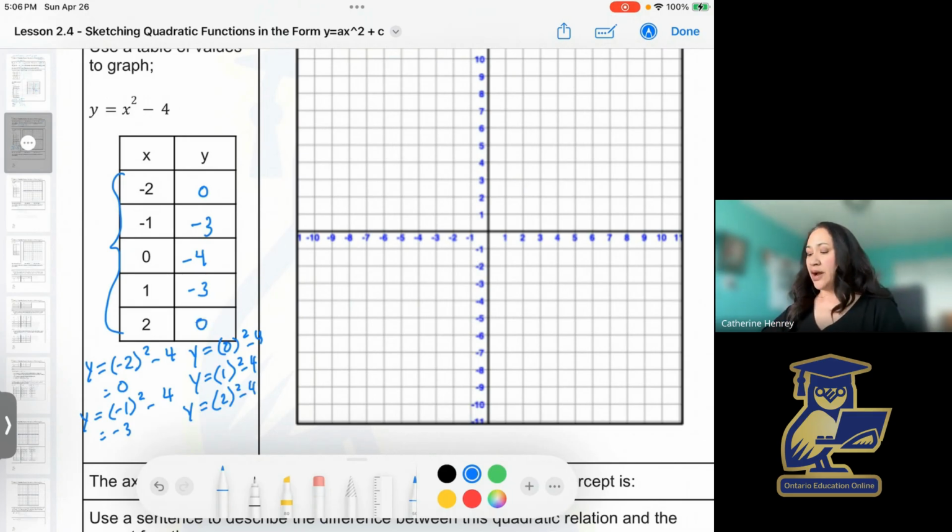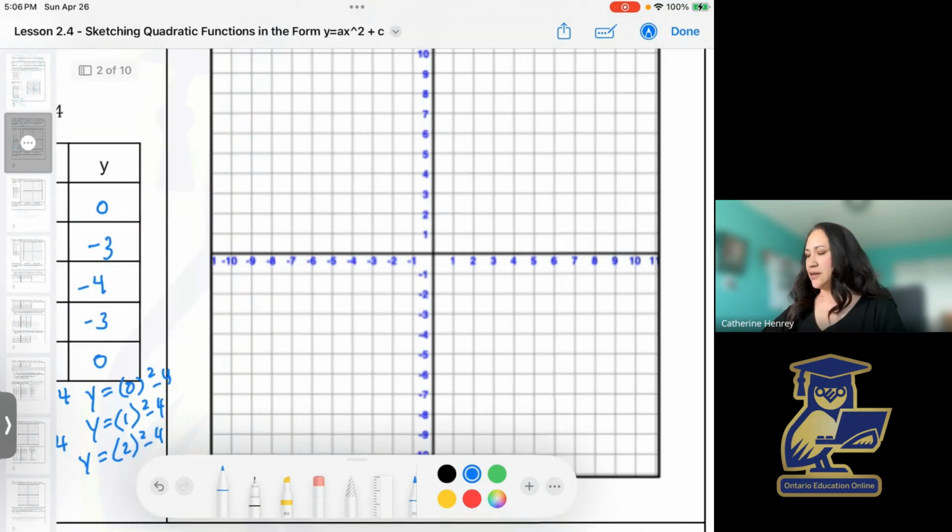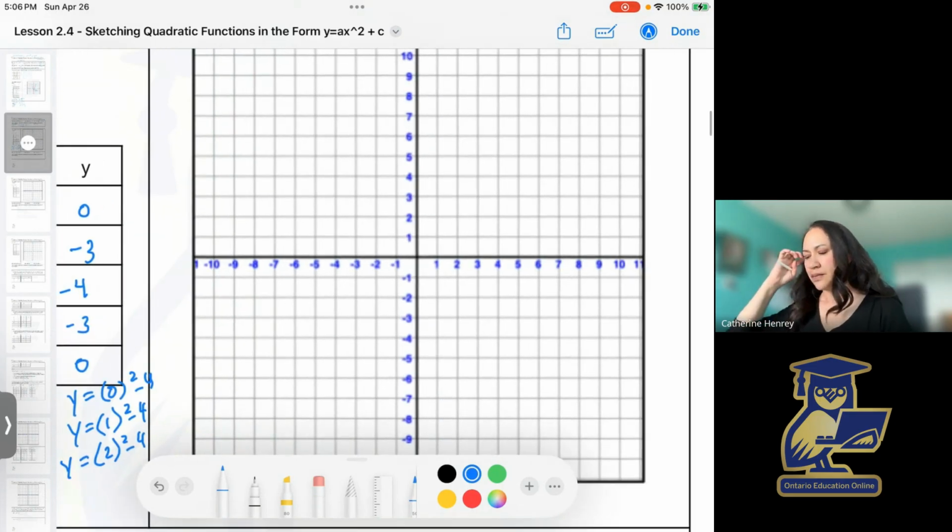So let's go to our graph and we'll plot those points. And we have (-2, 0). So there's that point. (-1, -3). (0, -4). (1, -3). And then (2, 0). So let's try and sketch this in.